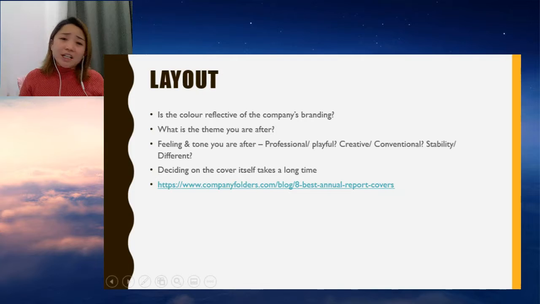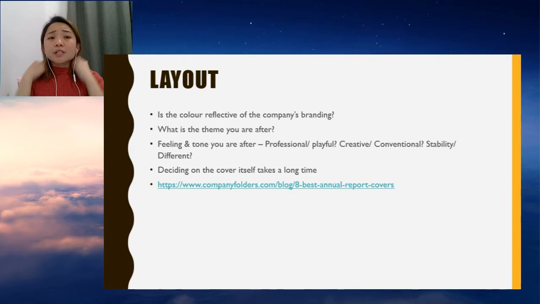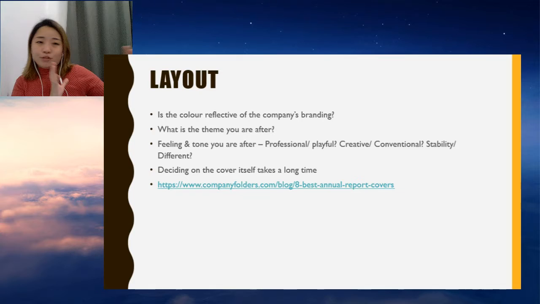And the layout in general, like I said, is a color reflective of the company's branding. What is the theme that you are after when you are doing the annual report? What is the feeling and tone you're after? You see, some companies, in general, you will see their annual report being very playful. For example, DG. DG tends to be more playful in the annual report. But once again, they are also very professional, very reflective of the branding. The color could be very bright, yet very professional looking.